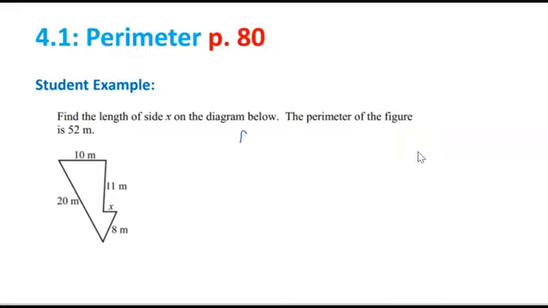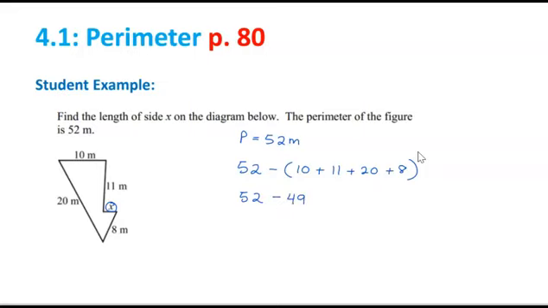All right, so they tell us that the perimeter is 52 meters, and we are looking to solve this little length of x. So I'm going to take my 52 meters, and I'm going to subtract the combination of all the other sides. So I'm going to choose to add all the sides that I know first, and then take that away from 52. So I'm going to add 10 plus 11 plus 20, which is 41, plus 8, which is 49.